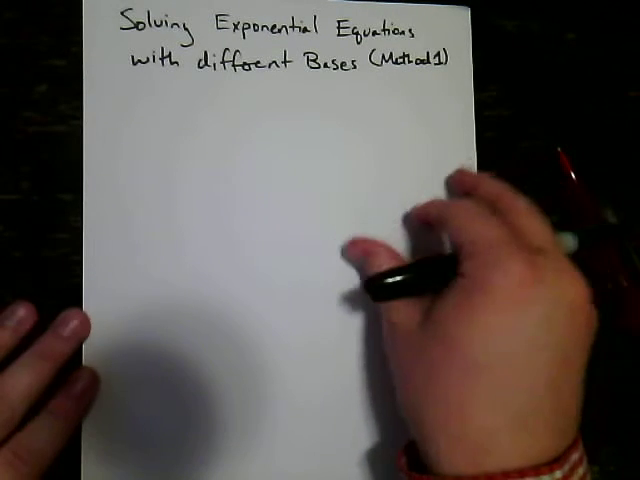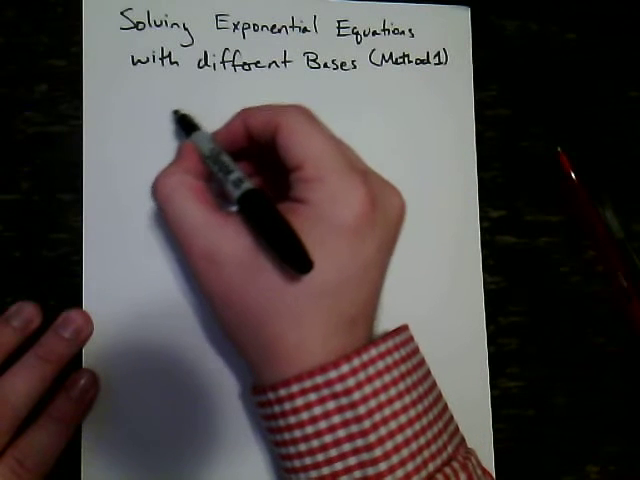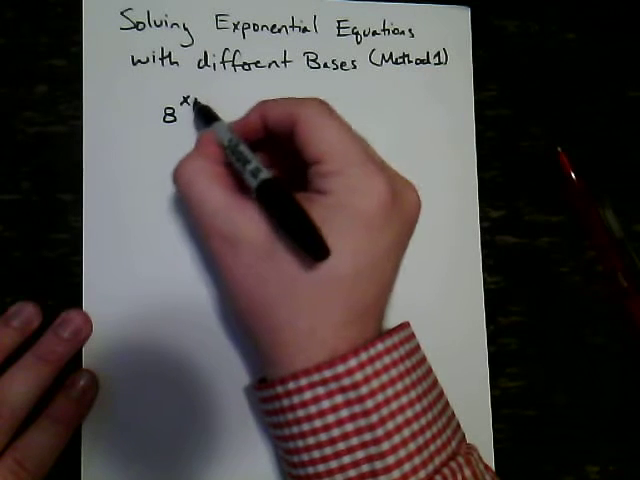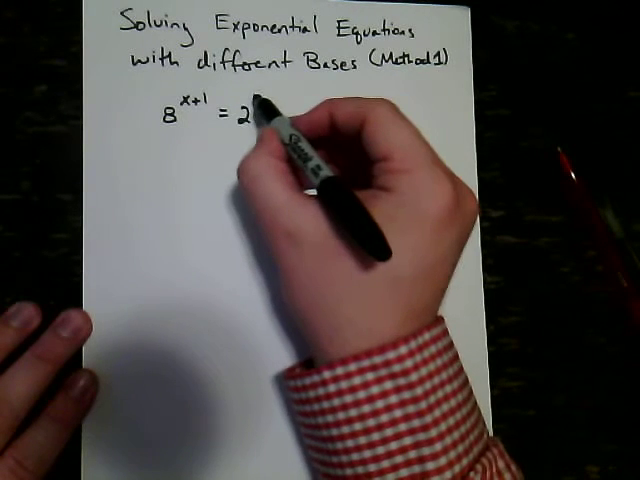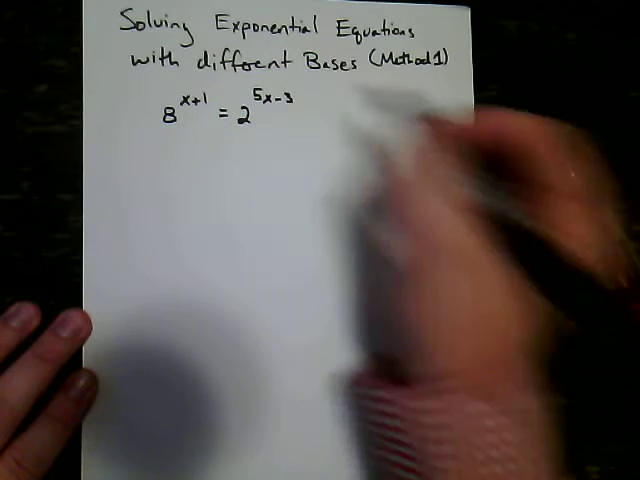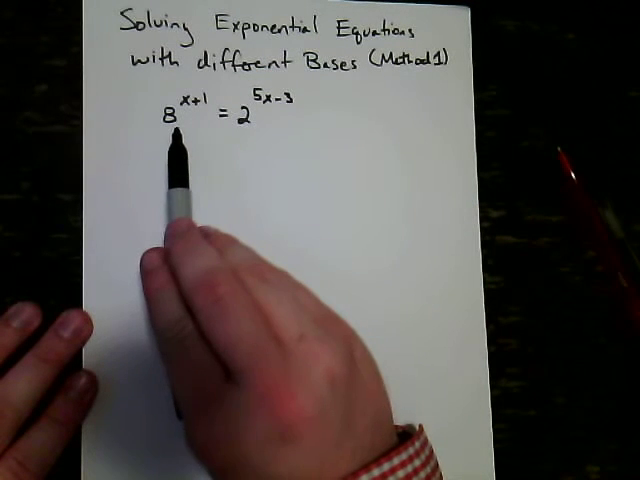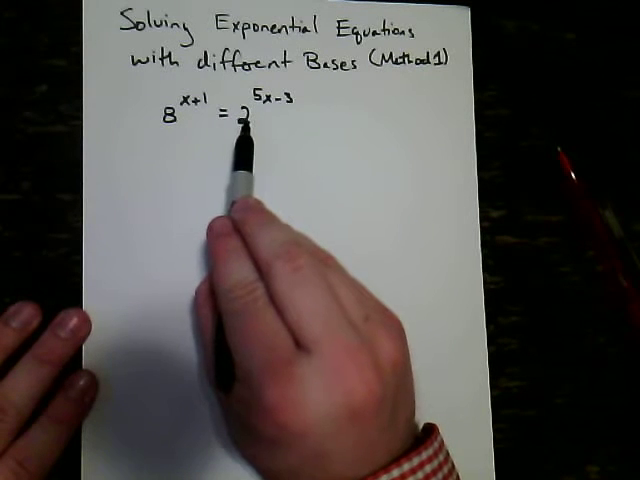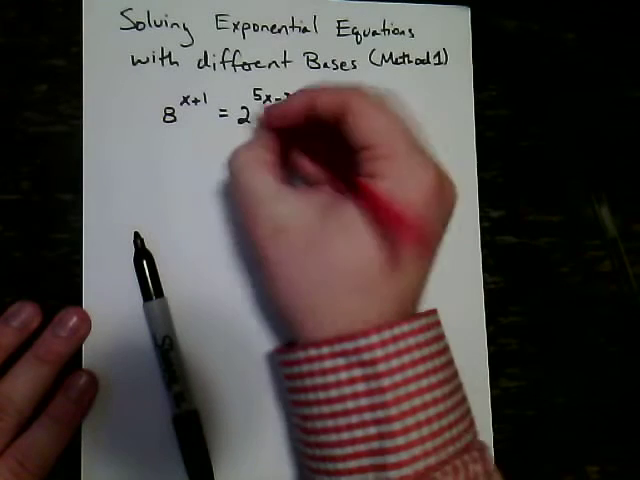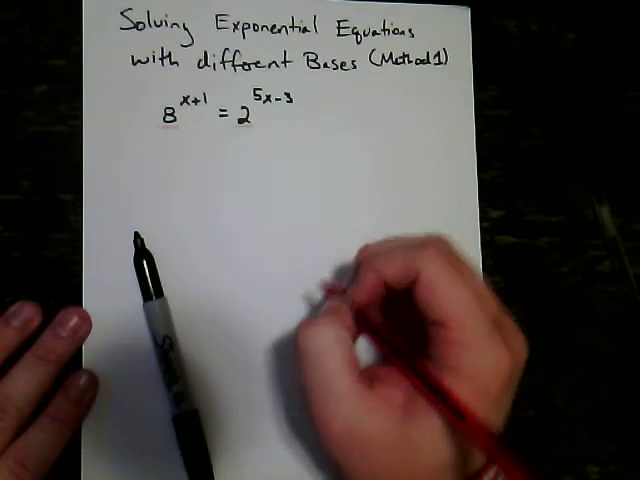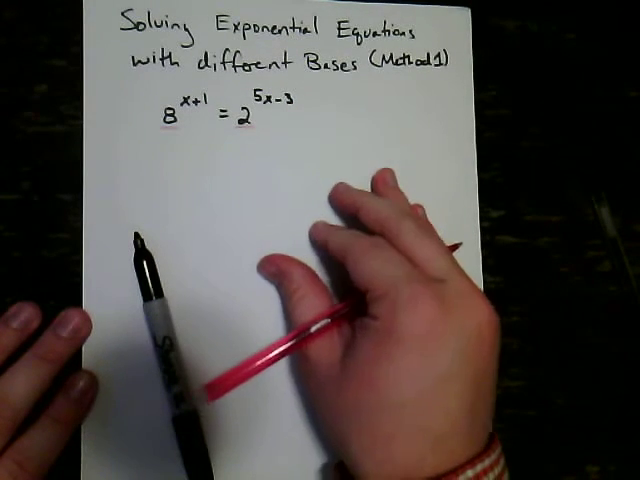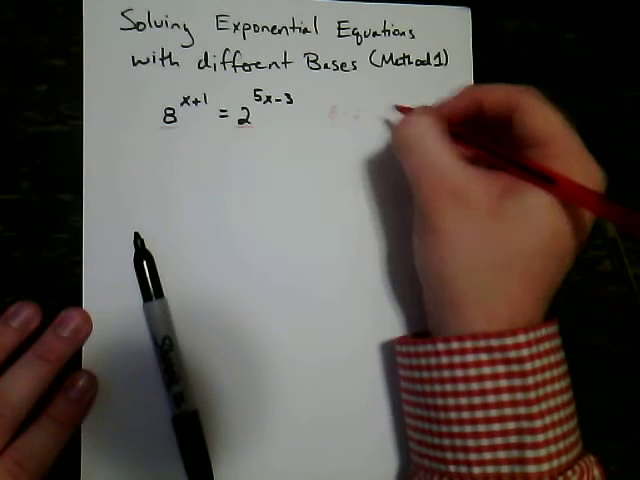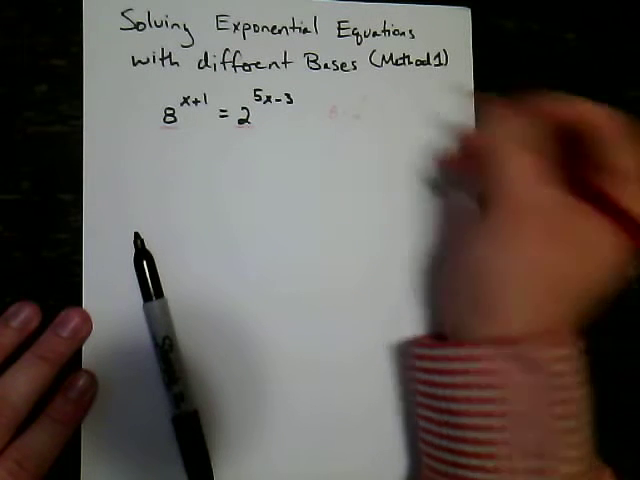Okay, so let's start off with a problem that is, let's say, 8 raised to the x plus 1 equals 2 raised to the 5x minus 3. Now as we notice here, last time we had the same base. However, here we've got 8 and we've got 2. But I'm going to make a special note off to the side about 2 and about 8. There's something that these two numbers have in common. If I take 8, I want to write it with a base of 2. So I have to think of some sort of exponent.